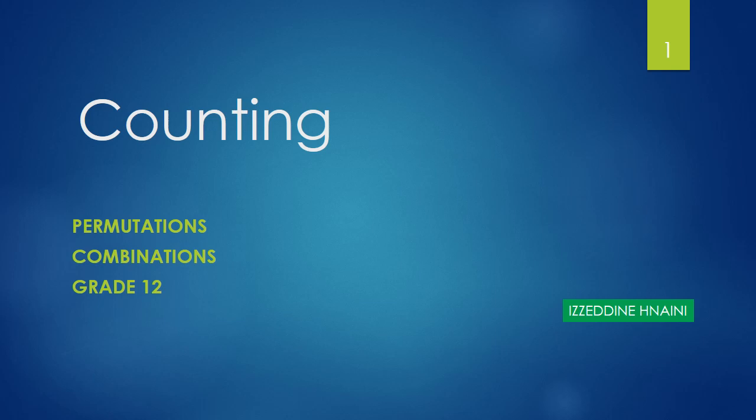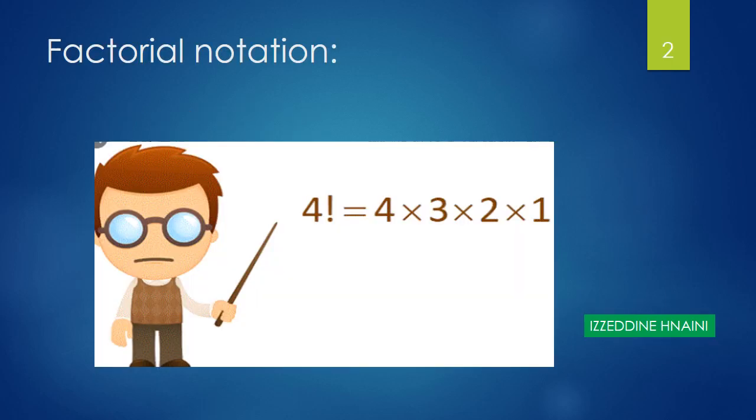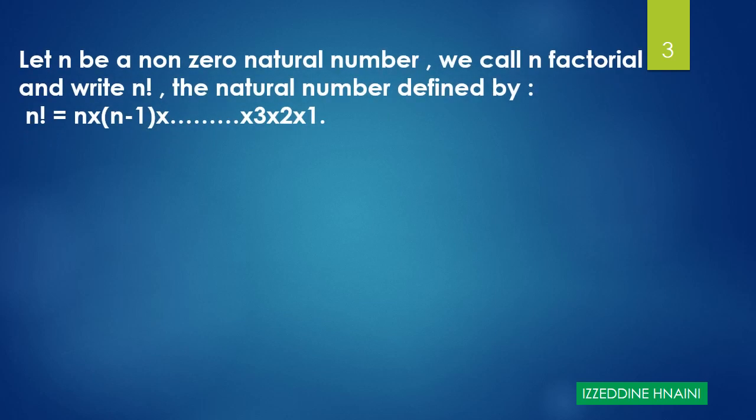Counting, permutations and combinations for grade 12. First, we want to make a revision on factorial notation. n is a non-zero natural number.